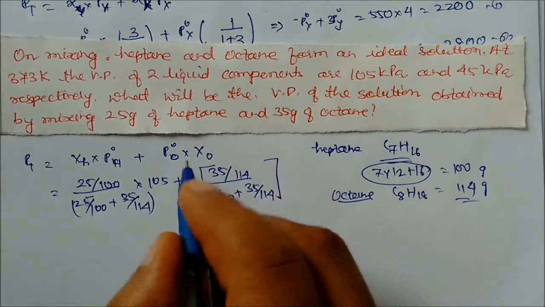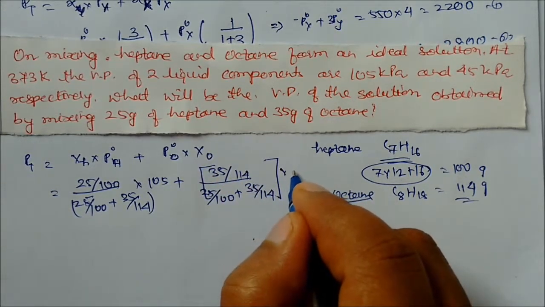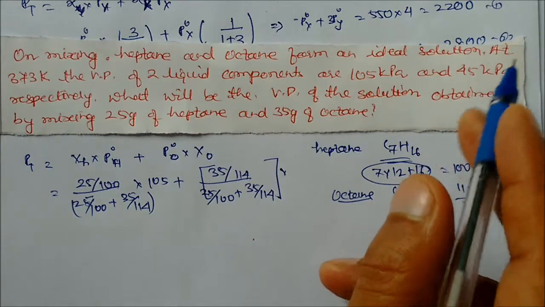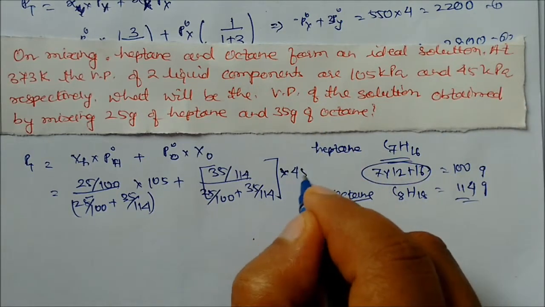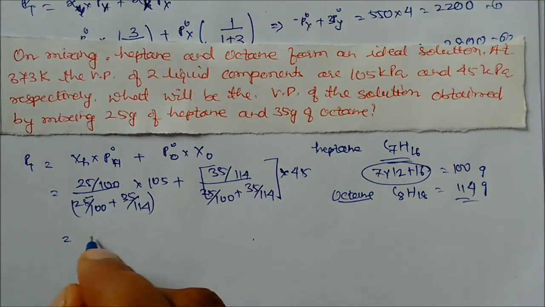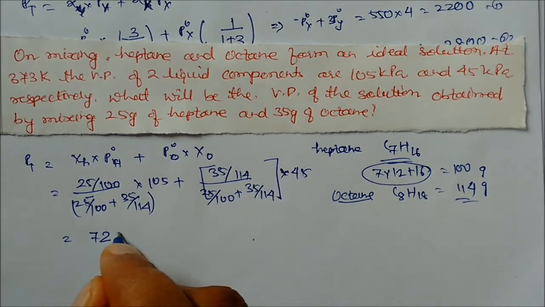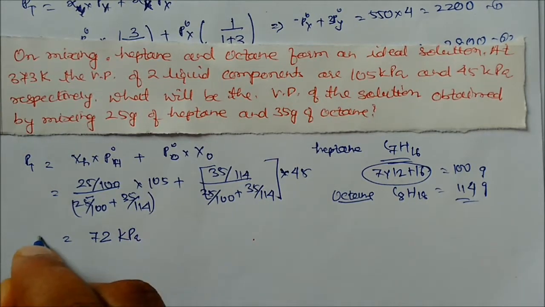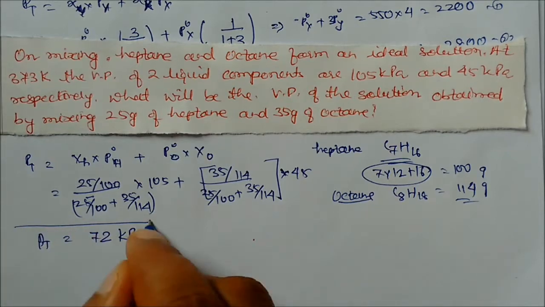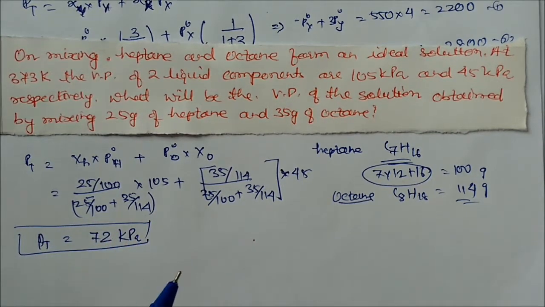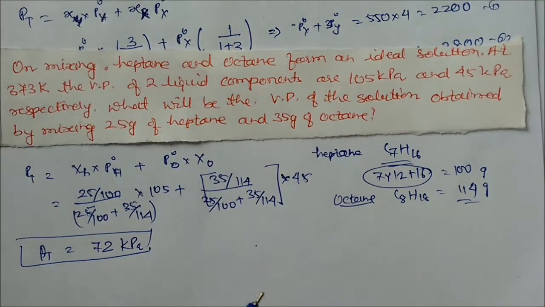So this is the mole fraction of octane, multiplied by the kilopascal they have given, so you write here 45. Now if you solve it, it's very simple, you will get here 32 kilopascal. So this is the total pressure of the solution. So this is the answer. Now we can see the next problem.